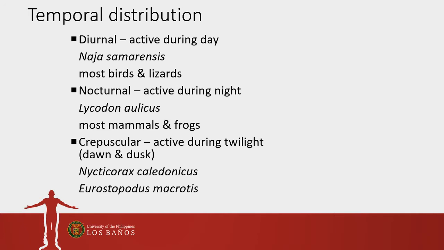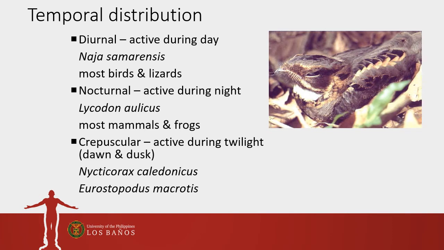Lycodon olicus. And there are also those that are active during the twilight, like during dawn or dusk, and these are the crepuscular species. So for example, the night heron Nycticorax caledonicus, and this one, Eurostopodus macrotis, the nightjar. So they are mainly crepuscular but may also be nocturnal.